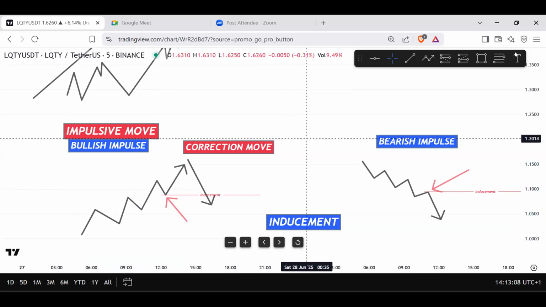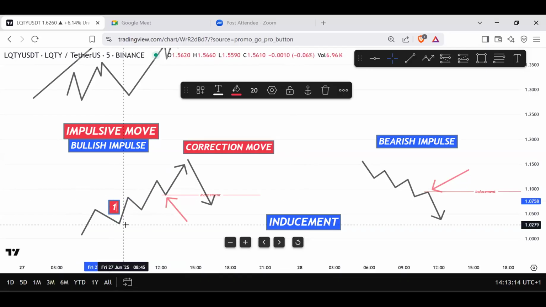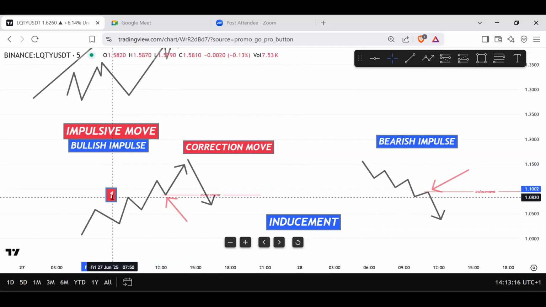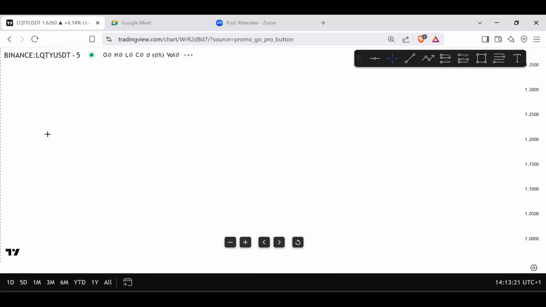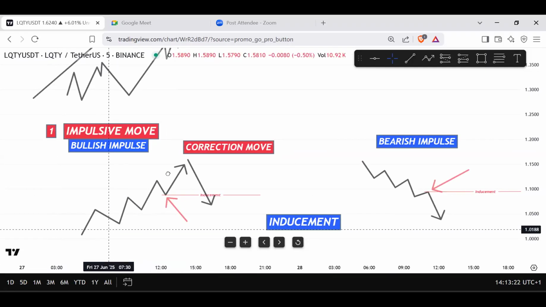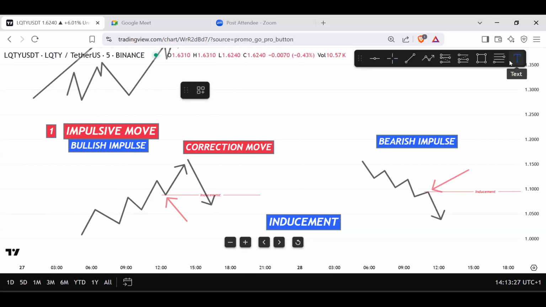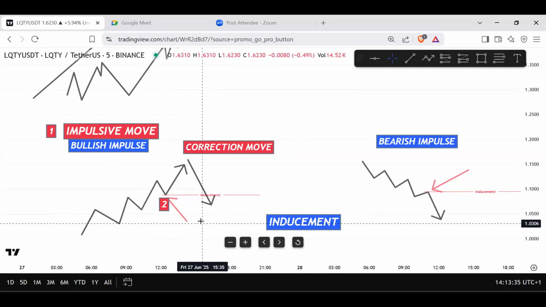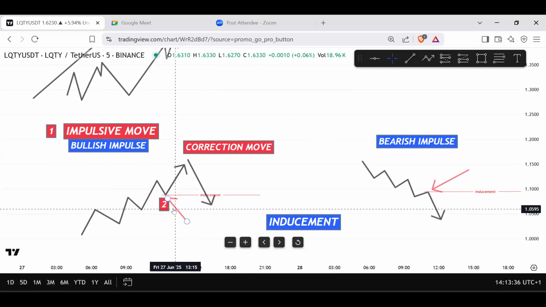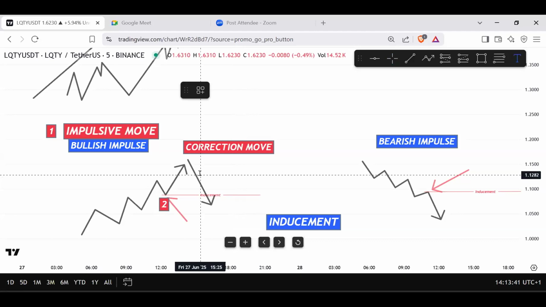So I want to highlight the things to notice. This is the first thing you notice: number one is the impulsive move. The second thing you notice is the inducement. And the number three thing to look out for is the correction move.